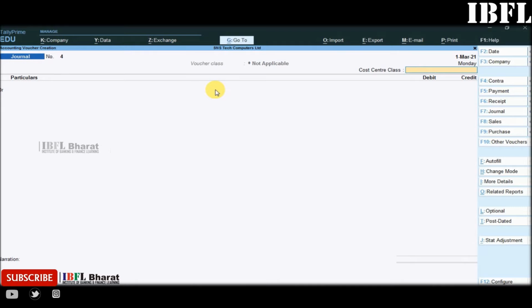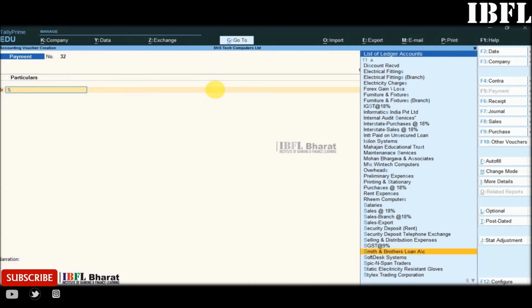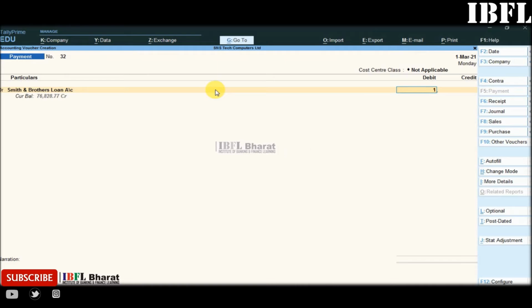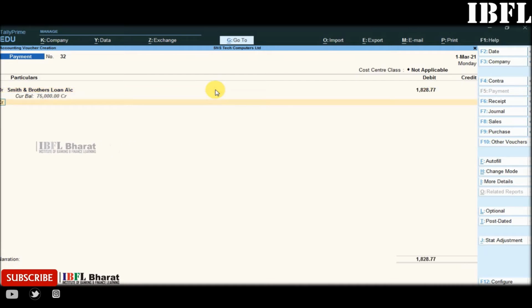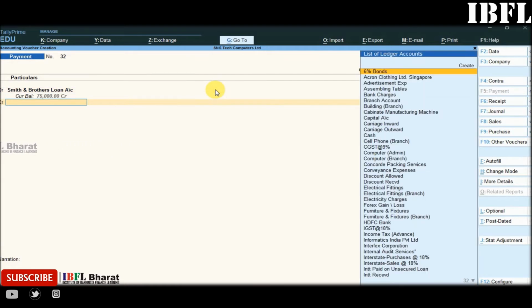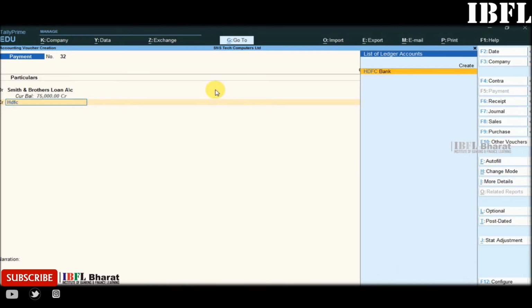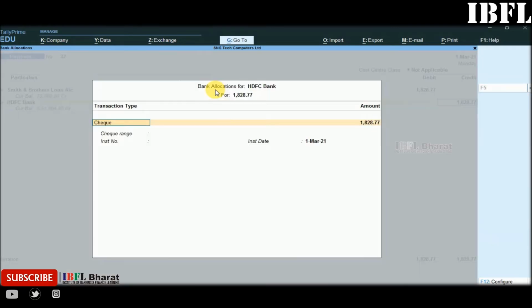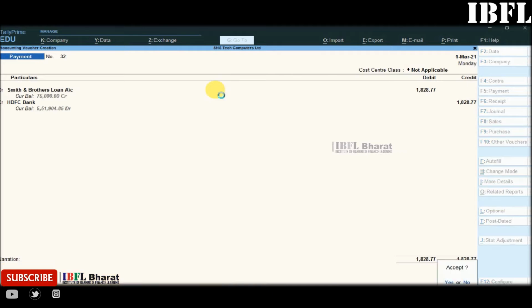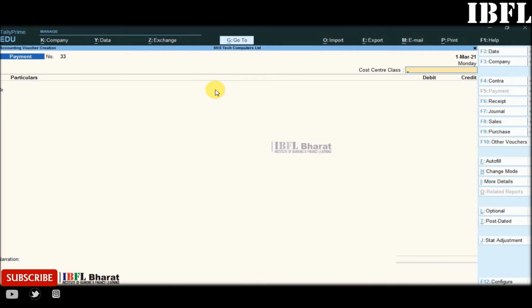This is the entry. Now what we are making is a payment to the Smith and Brothers loan account. The amount we are paying is 1828.77, and this amount will be reduced from Smith and Brothers. We are making the payment through a check, HDFC bank check, and we are accepting this voucher also. I hope you have understood this entry.